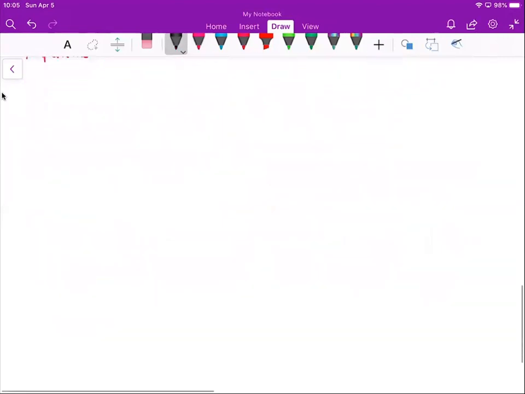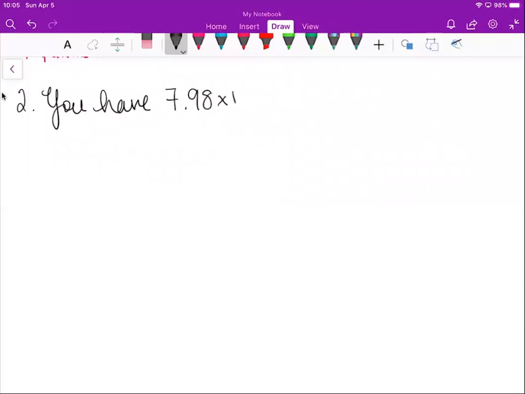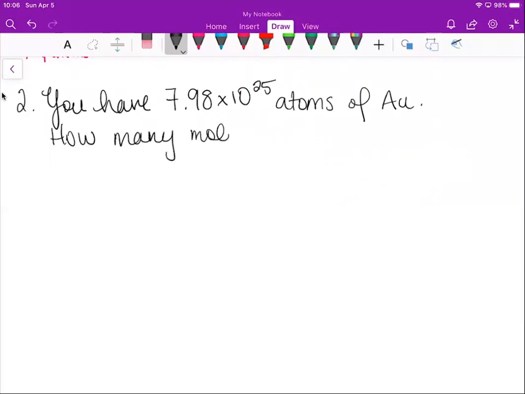Let's try the reverse. So number 2, you have 7.98 times 10 to the 25 atoms of gold. How many moles of gold do you have?